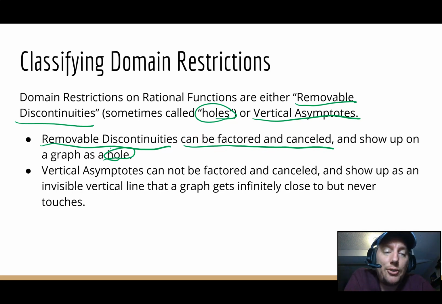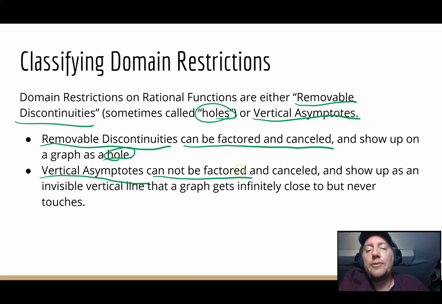So factored and canceled, we'll look at some examples of what that looks like. But it basically means you can factor it, you can cancel it top and bottom. Okay, kind of makes sense. It's a vertical asymptote if it cannot be factored and canceled. So if it cannot go away, it's an asymptote. And remember, an asymptote is an invisible vertical line that a graph gets infinitely close to but never touches. So we'll look at that more in the next lesson when we graph these. But it's either a hole or a vertical asymptote.